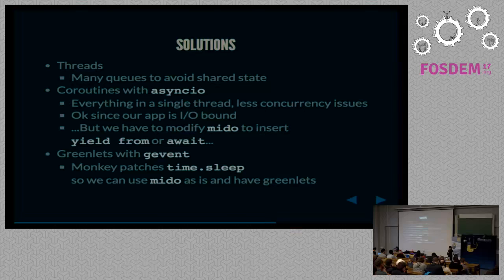So solutions for that, there are many. I could have used threads, so I would have had many queues to avoid shared state. A simpler solution is to use coroutines with asyncio, for example. So everything is in a single thread there, so we have fewer concurrency issues. And it's quite okay because our app is I/O bound. It doesn't use a lot of CPU. It mainly waits for inputs and sends outputs.